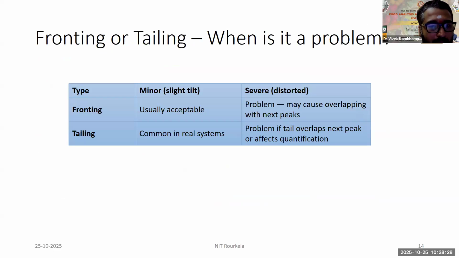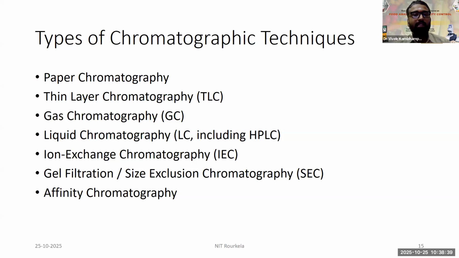Tailing is common in real systems; normally tailing is possible. It is a severe problem if the tail overlaps the next peak or affects the quantification process. These are some types of chromatographic techniques, and we'll discuss them one by one. Since this is a certificate program, an in-depth explanation may not be there. I am covering all these chromatographic techniques and will give you examples, some different case studies I have got from different articles. Deep learning is possible only if you study different chromatographic techniques for a longer duration.